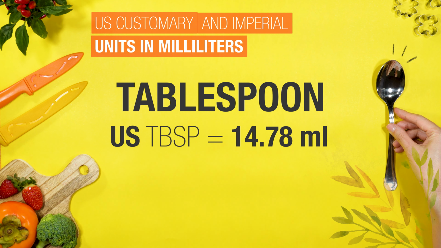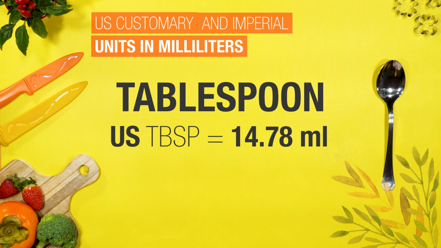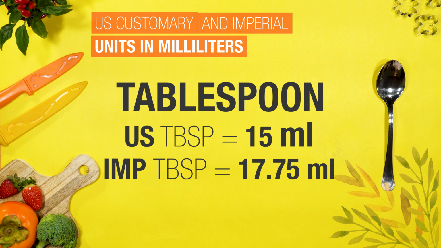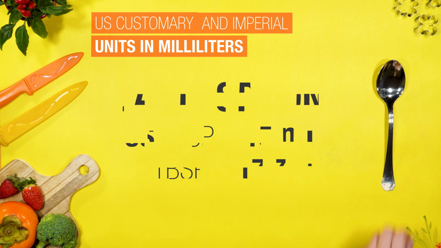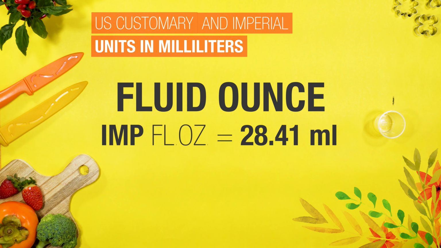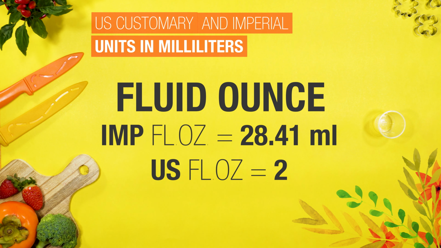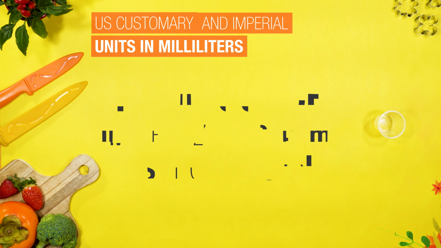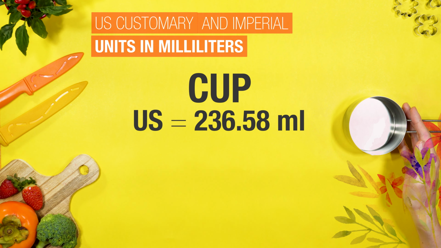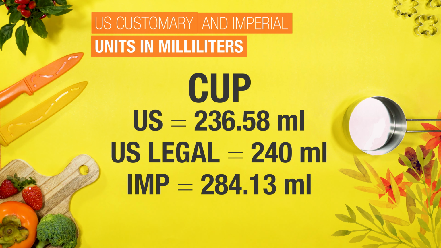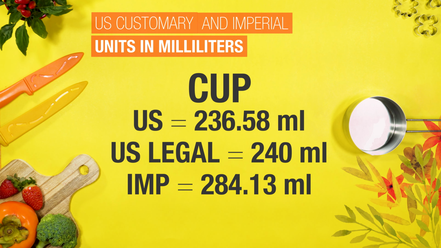1 US tablespoon equals 14.78 milliliters. The International Metric Standard uses 15 milliliters as tablespoon measurement. 1 imperial tablespoon equals 17.75 milliliters. 1 imperial fluid ounce equals 28.41 milliliters. 1 US fluid ounce equals 29.57 milliliters. Most countries just use 30 milliliters as a standard. 1 US cup equals 236.58 milliliters. 1 US legal cup equals 240 milliliters. 1 imperial cup equals 284.13 milliliters.